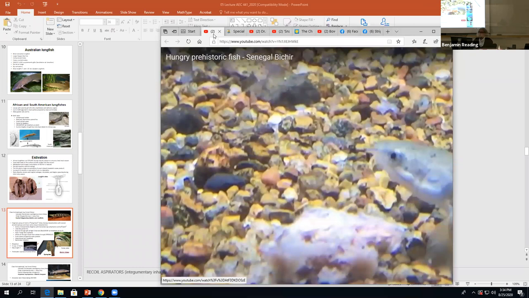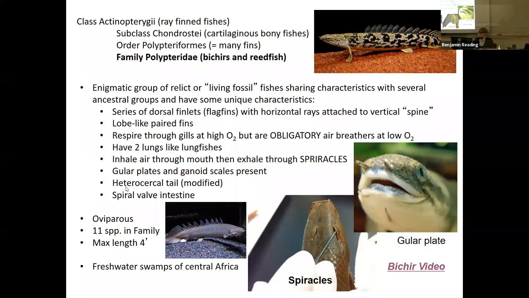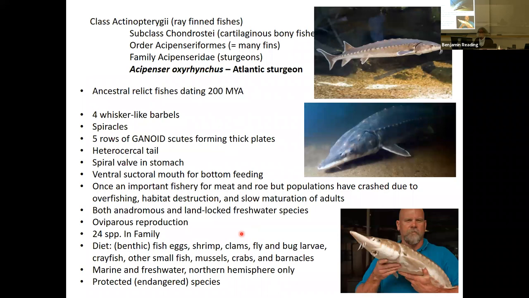Family Polypteridae. It's always an easy one for me. I just remember Polypteridae, the Bichir, and really those spiracles and the heavy ganoid plates, the ganoid scales, and then the air breathing capabilities. So now we're going to talk about family Acipenseridae.